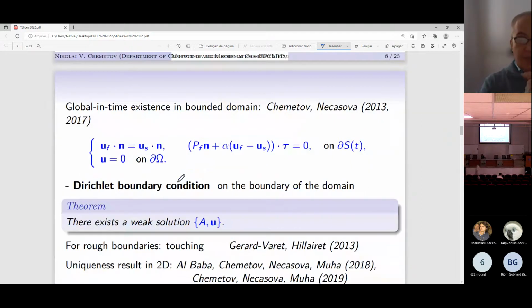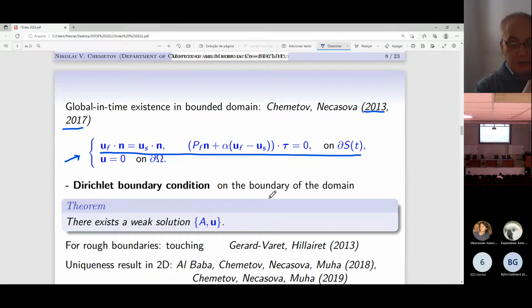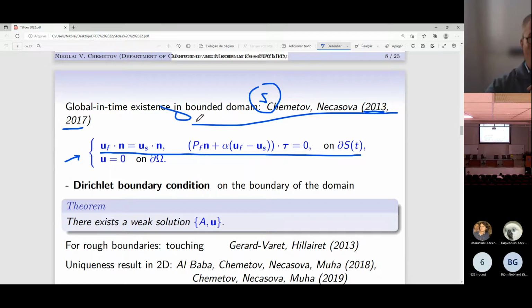The first positive result was obtained by me and Nečasová from the Institute of Mathematics in Prague. We first published it as a preprint, and finally we published our result this year. Our statement of the problem was posed. We considered the Navier boundary condition on the boundary of the solid and on the boundary of the domain.